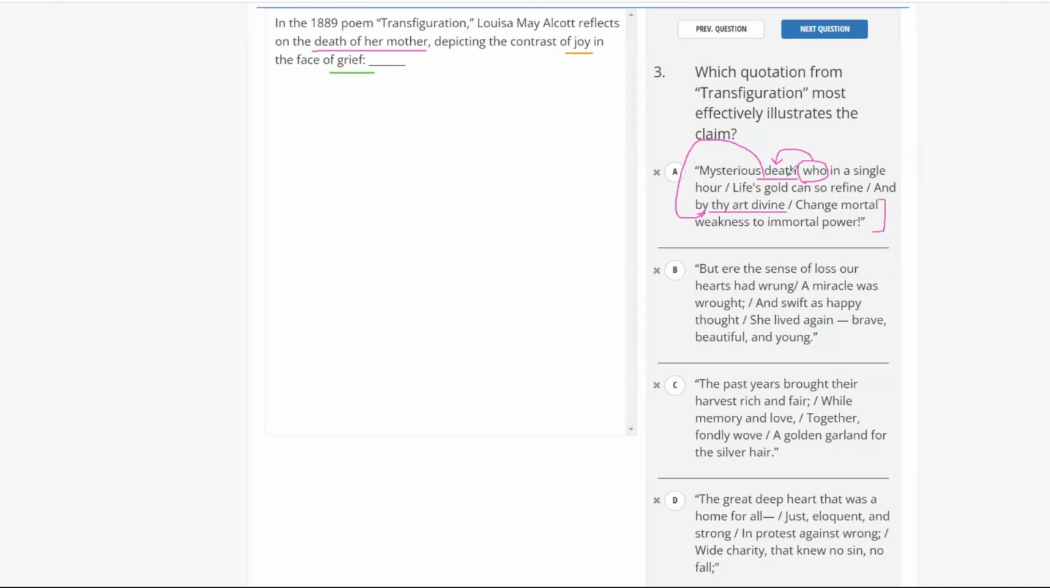Death in a single hour, life's gold can so refine. Whatever that phrase means, we're not going to worry about it right now. And by thy art divine, by death's art divine, change mortal weakness to immortal power. So death in a single hour is changing something about someone's life. That's not the complete quote, but again, we don't want to spend too much time trying to decipher phrases that are unfamiliar to us. We want to focus on what we know.